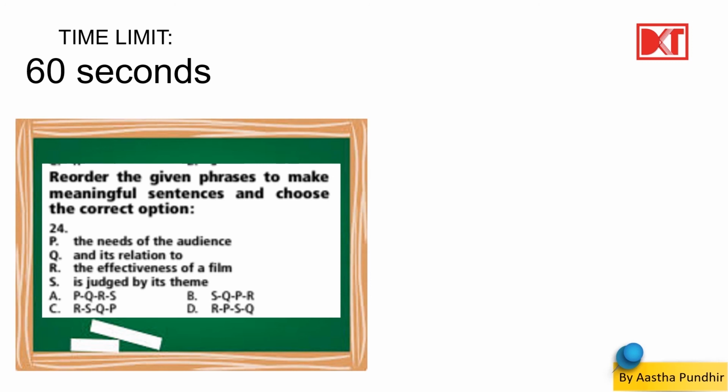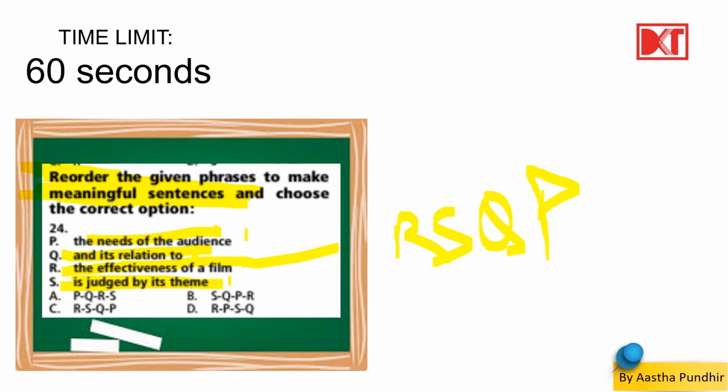Okay, here we have reorder the given phrases and make meaningful sentences and choose the correct option. Reorder. Same thing. Needs of the audience and its relation to the effectiveness of a film is judged by its theme. Okay. So the effectiveness of a film is judged by its theme S and its relation to the needs of the audience. RSQP. Correct answer is C.